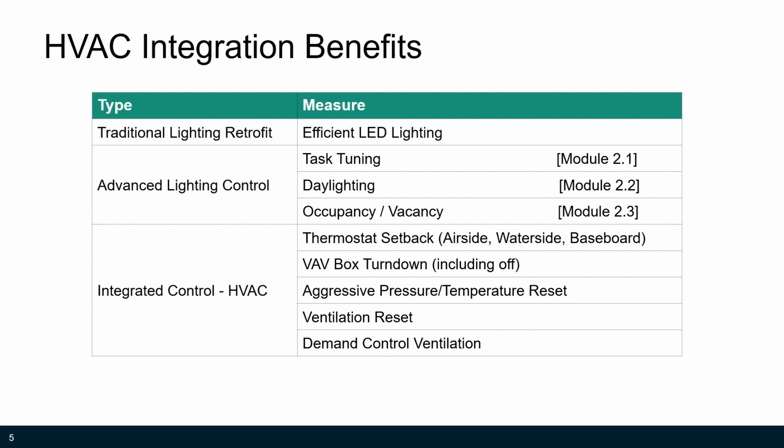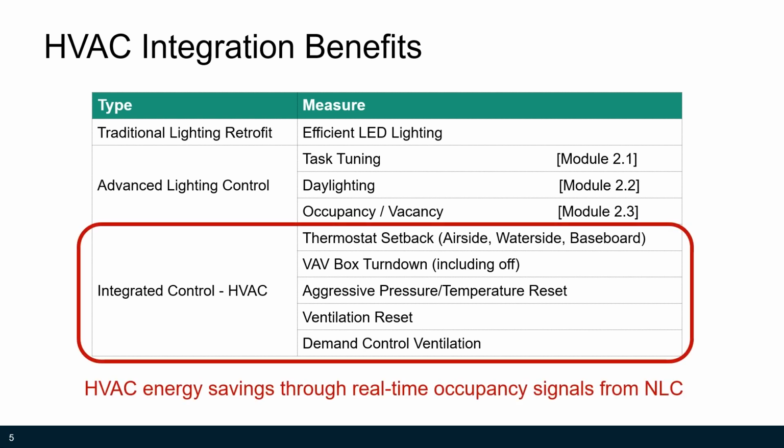Thermostat setbacks are the most utilized strategy for HVAC systems. When the occupancy signals from the lighting system indicate an unoccupied status, during an occupied mode, the active heating-cooling set points are set back by typically 3 to 4 degrees.